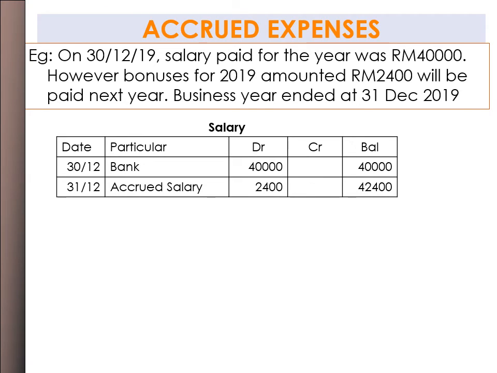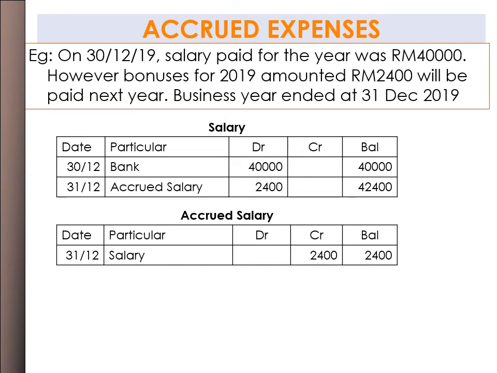that still has not been paid for salary, because bonuses are part of the salary. So in your salary account, you will show that you already paid 40,000, meaning a debit to the salary account of 40,000, and that on 31st December you need to acknowledge that there is accrued salary of 2,400. That is the bonus that you promised to pay to your employees but will be paid next year. So your balance for salary should be 42,400 ringgit. That is the amount that should appear in your statement of profit or loss.